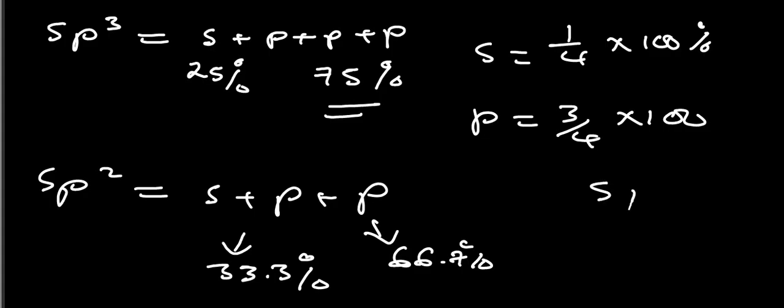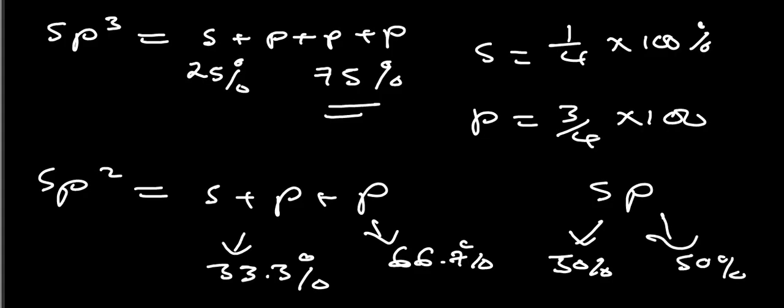Then for sp hybridization, this is obviously 50% of the s character and 50% of the p character, because they are in equal proportions. How we got this 33 is just saying s character is simply 1 out of the 3 times 100%. That's how you get this. Same applies with the p. That's how you simply get these percentages.